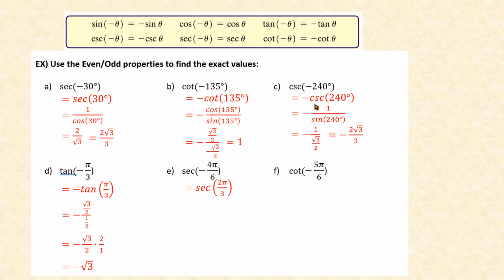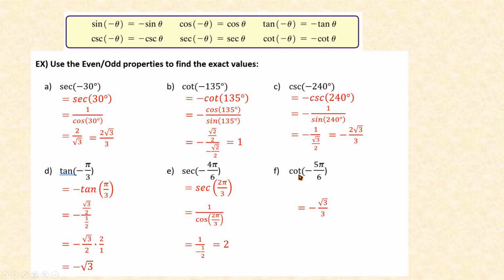Same thing with secant here, but secant is even, so you get this positive secant of, and then I simplify 4 over 6, which is 2 over 3. And that gives me 1 over cosine of 2 pi over 3, which is 1 over negative 1/2, which gives you negative 2. The last problem here, I left as an exercise for you to try, but the answer is negative 3 radical 3 over 3. So that has to be rationalized. That was rationalized.